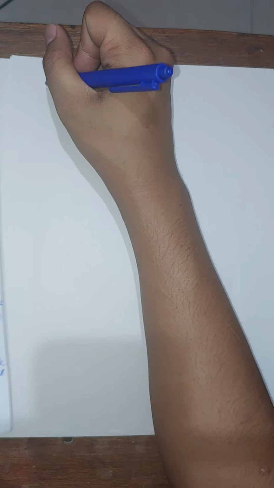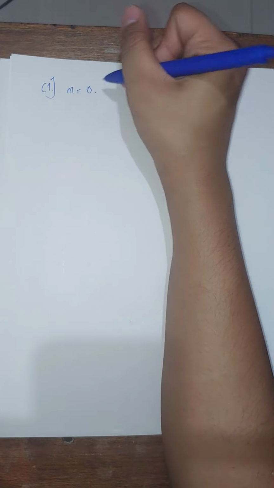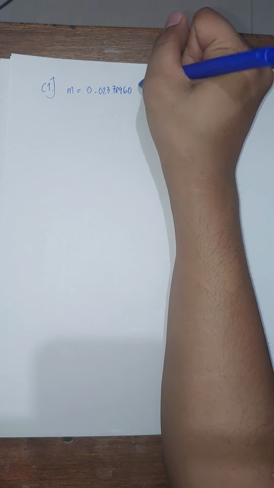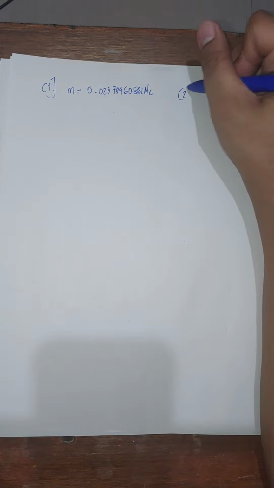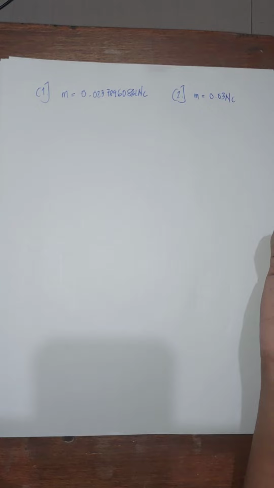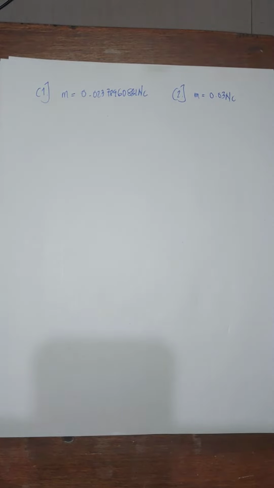Okay, so let's write the equations again. For case 1, the mass in its relationship with the normal force is equal to 0.02378960881 NC. And for case 2, the mass in its relationship with the normal force is equal to 0.03 times the normal force. So they are almost similar but they give different answers. Okay. So what's next? We have the mass.